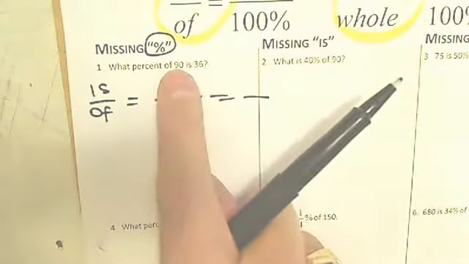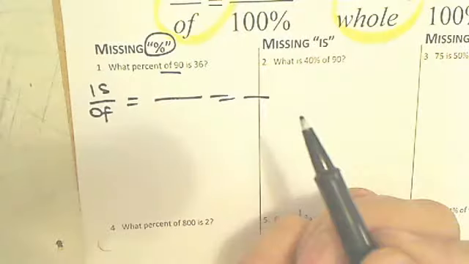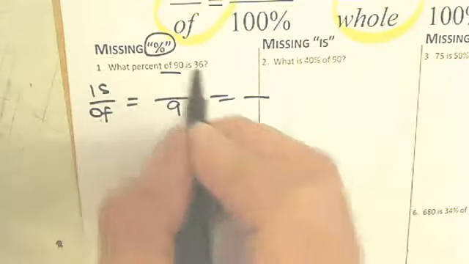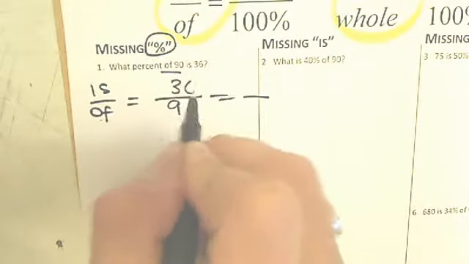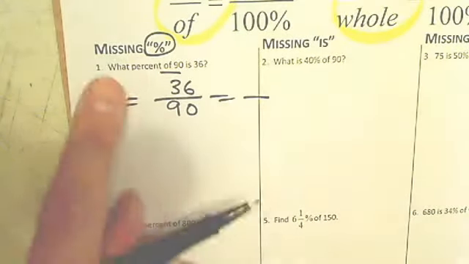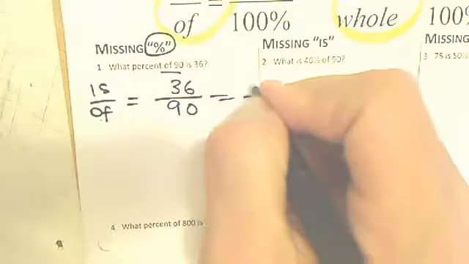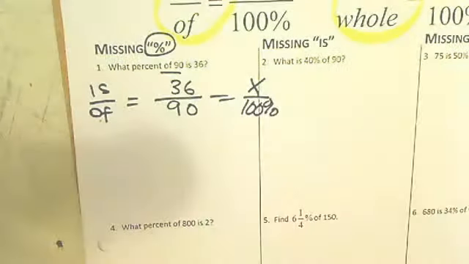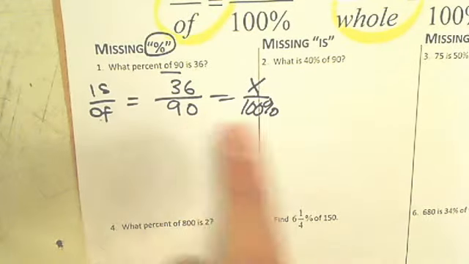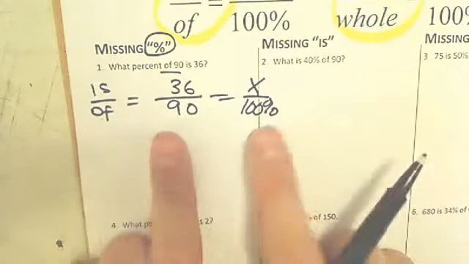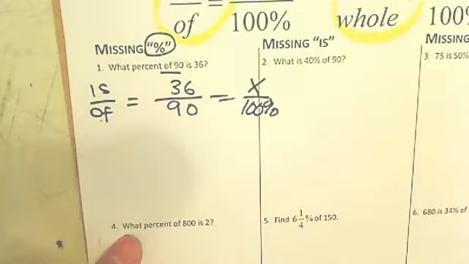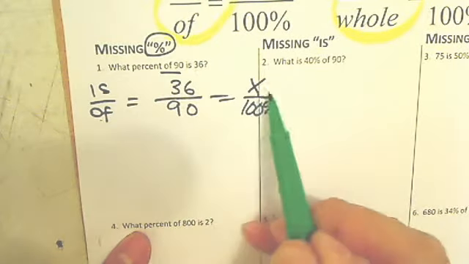Then sit up, please. Right here, it says of 90, so 90 goes right there with of. Is 36 goes on top of the fraction. Because we're missing the percent, x goes in place of percent. But it's always over 100 because you're converting this fraction into a percent form. These are still equal to each other. We cross multiply so that we can figure out what is the equivalent percent.